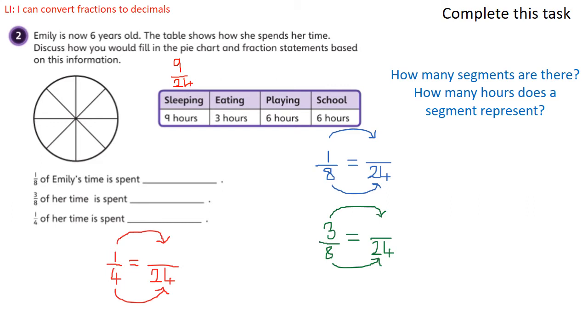Eating, she spends 3 hours. So that's 3/24. Playing, 6 hours. So that's going to be 6/24. And again for school, that's also 6 hours. So again, 6/24.